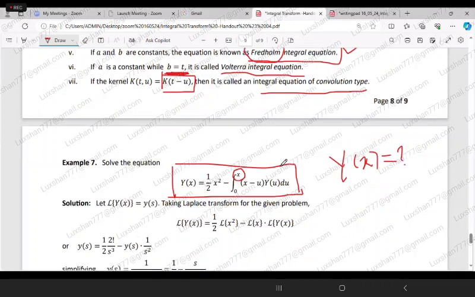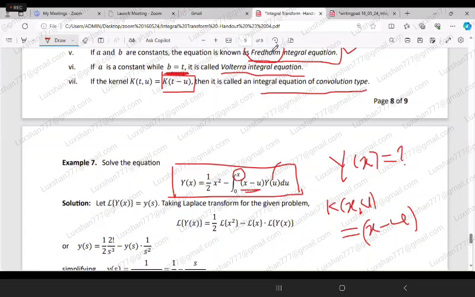Okay. Now, if you say this is your f(t), and if you look at this one, actually your kernel, instead of t we have x minus u. So therefore, this is a convolution type. This is a convolution type, isn't it? Therefore, we can easily solve this integral equation.